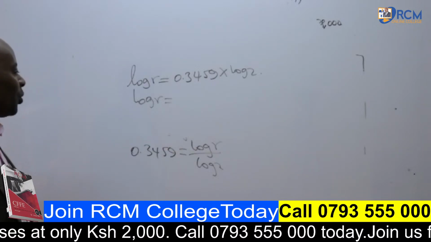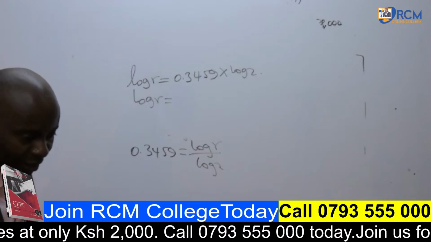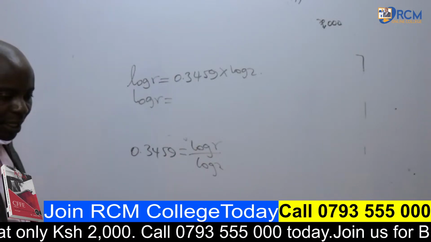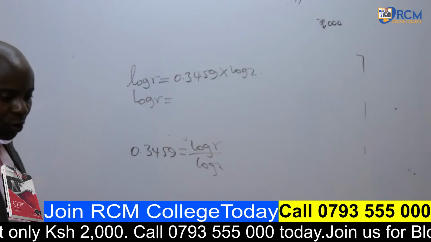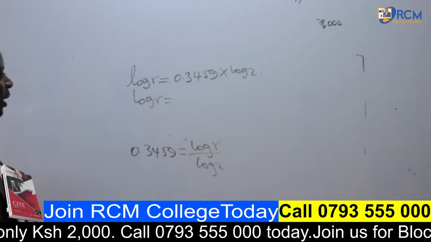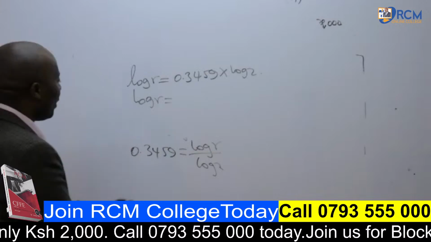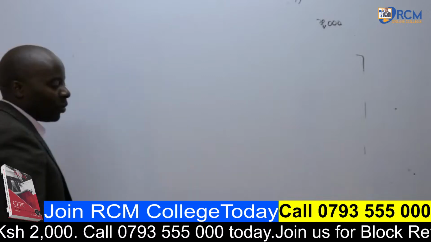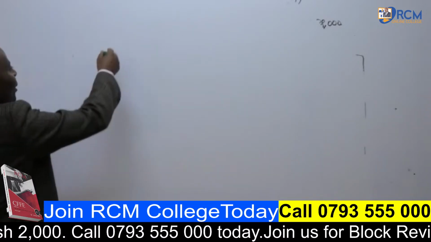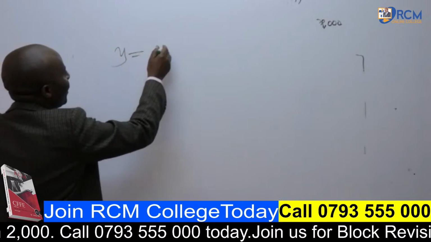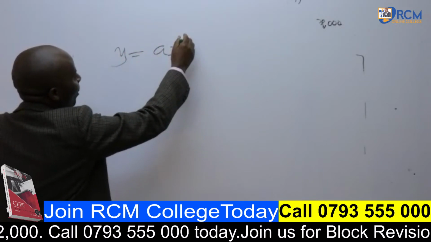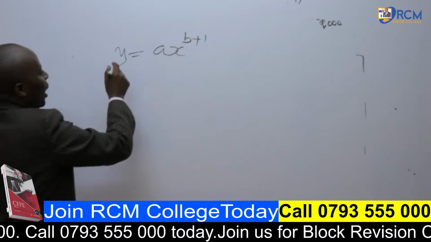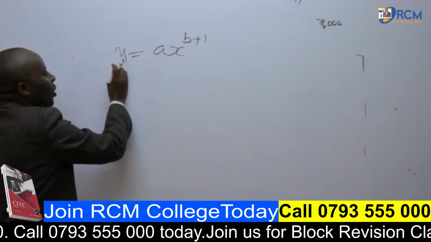So a good student is asking us here, where do we take the 256? Perhaps we may have made a mistake. Let's see. So remember, we had our y. We have here y equals a x raised to power b plus 1. Our y was that labor cost.